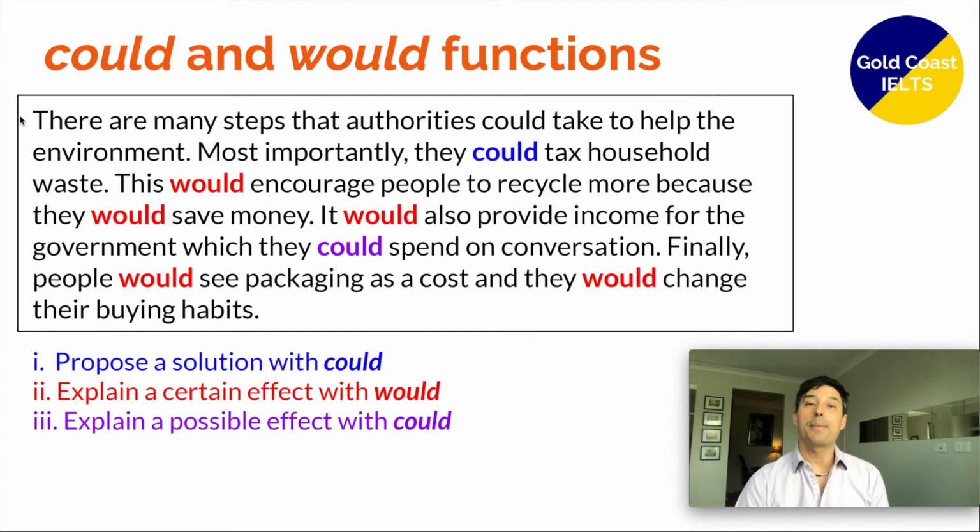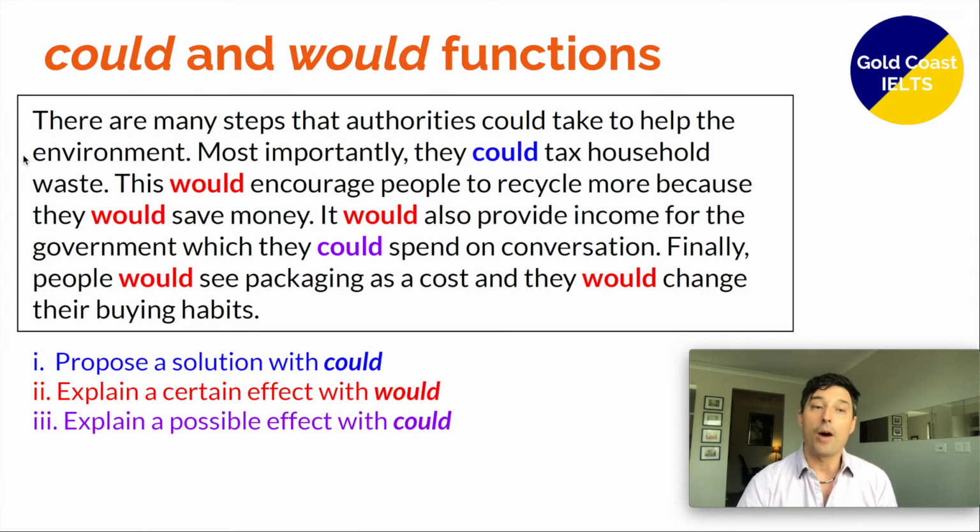So when we're doing that solution style essay, there are 3 main modals we can use to explain 3 different functions, and they're down here at the bottom. So we can use could to propose our original solution. We can use would to explain an effect of the solution that we are 100% certain of. We can use could again to explain a possible effect that's about 50% of the solution that we came up with. So here is the rewritten paragraph.